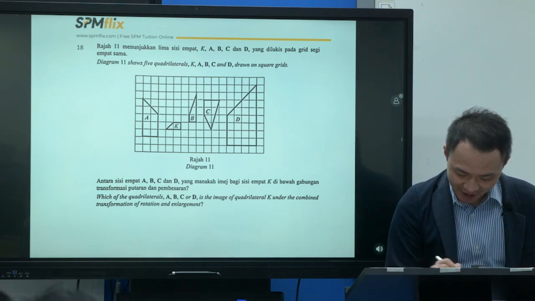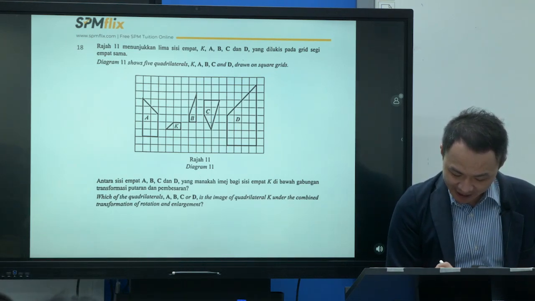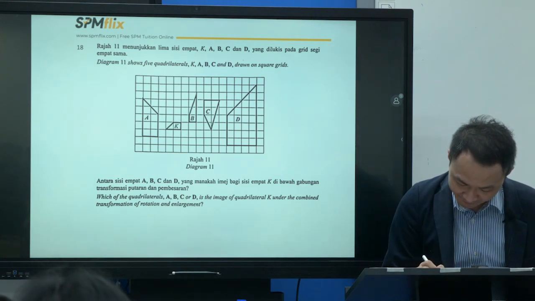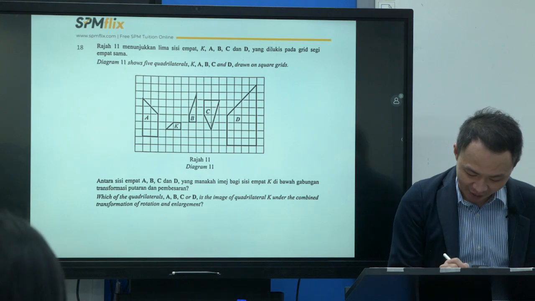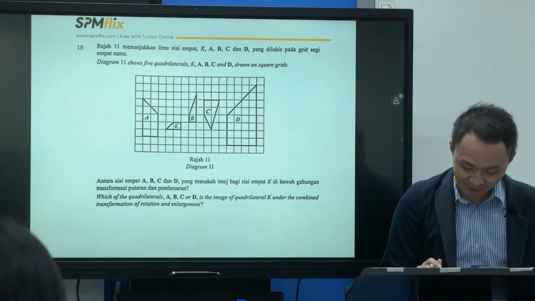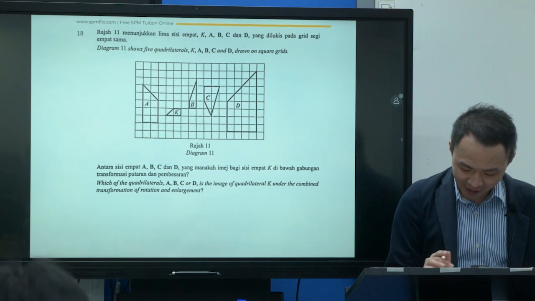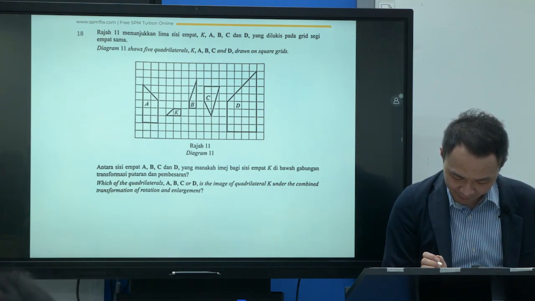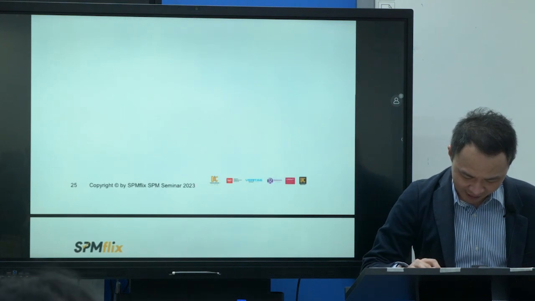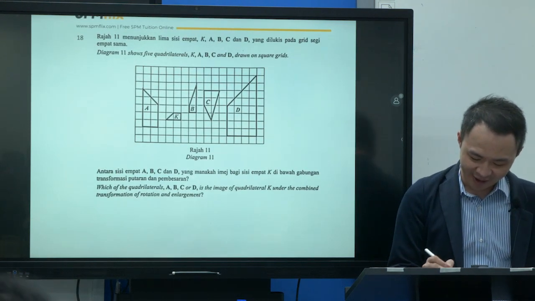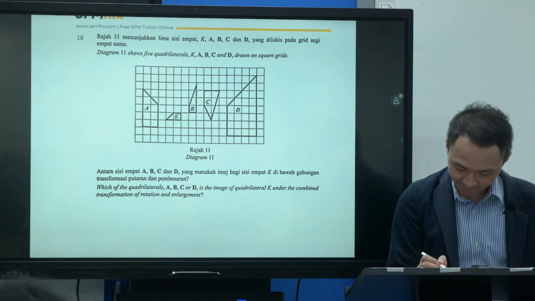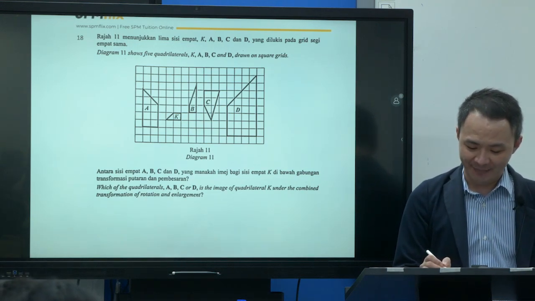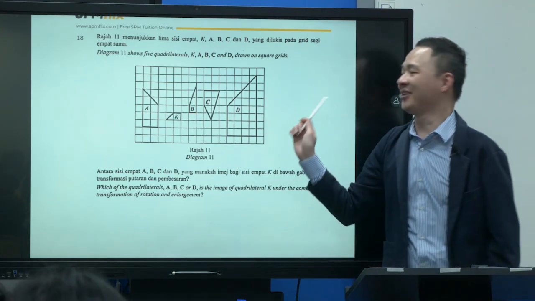Alright, this one. A, B, C, D, yang mana image bagi sisi 4K di bawah gabungan transformasi putaran dan pembesaran. But does the question say rotate how many degrees? No. Okay, then we need to guess. Rotate and become bigger. Which one? A, B, or C, or D?